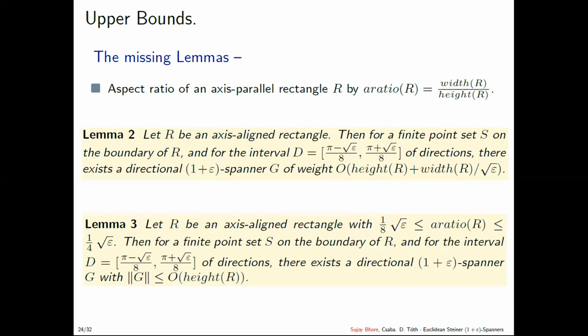So we need two other lemmas. Let R be an axis aligned rectangle, then for a point set S on the boundary of R, and for an interval within the range of π − √ε/8 to π + √ε/8 of directions, there exists a directional 1+ε spanner of weight that is the height of R plus the width of R divided by square root ε. Similarly we have a directional spanner for an axis aligned rectangle with the aspect ratio within the range of 1/(8√ε) to 1/(4√ε), and the interval of directions π − √ε/8 to π + √ε/8. We know that the sum of the weight is going to be order of the height of R.